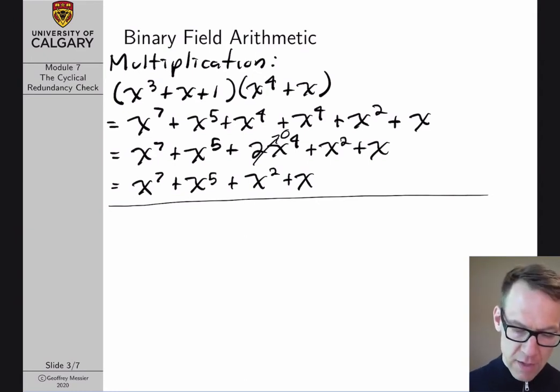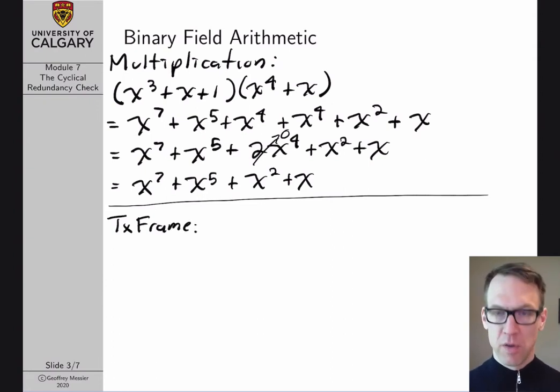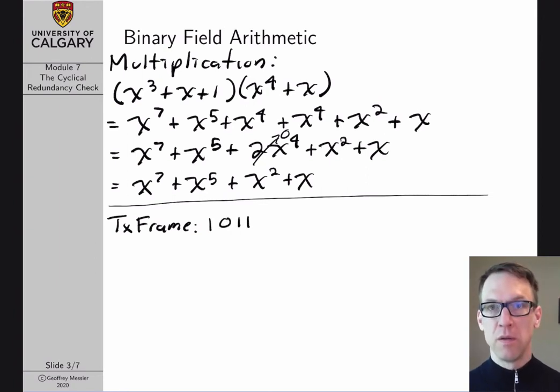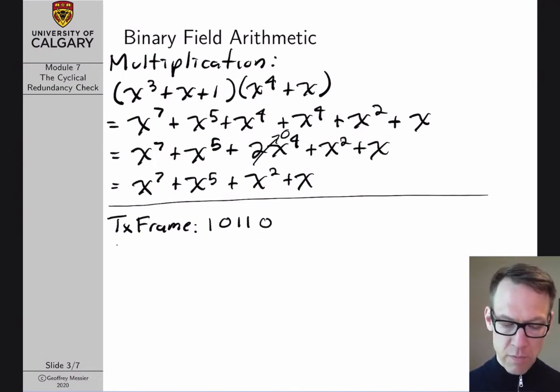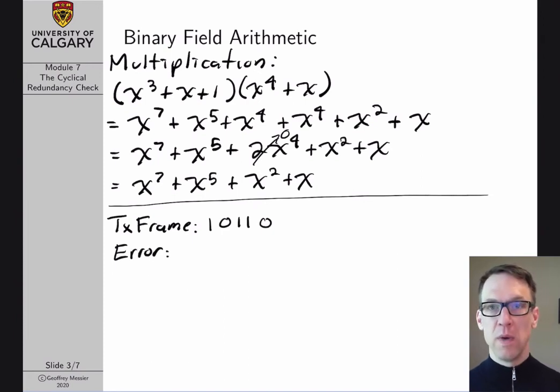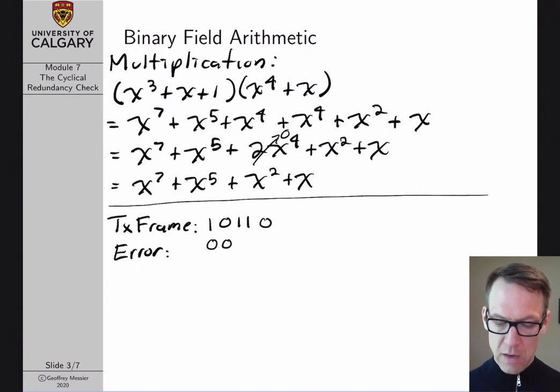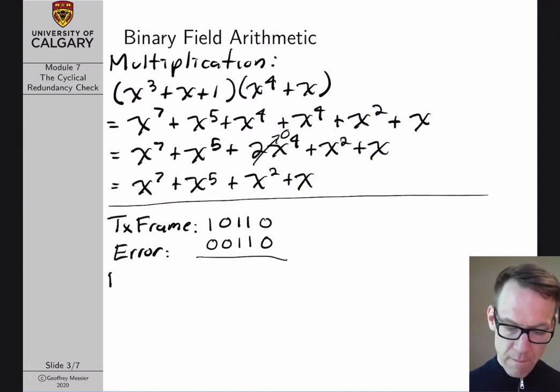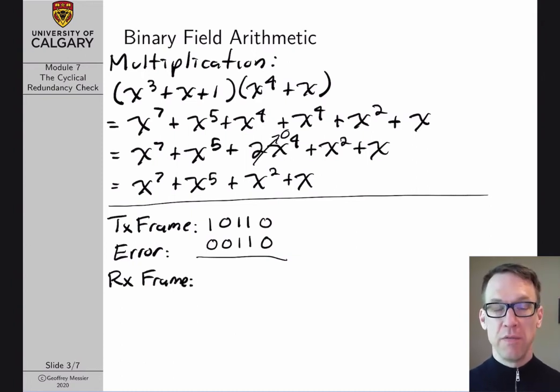we've already talked about having, let's say, a transmit frame bit pattern where maybe we have 10110 as our transmitted bits in our frame, then we have an error pattern where, let's say we have errors in two bits, then in our received frame, we basically take the exclusive OR of the transmitted frame with the error pattern. And so the first and second most significant bits make it through okay.